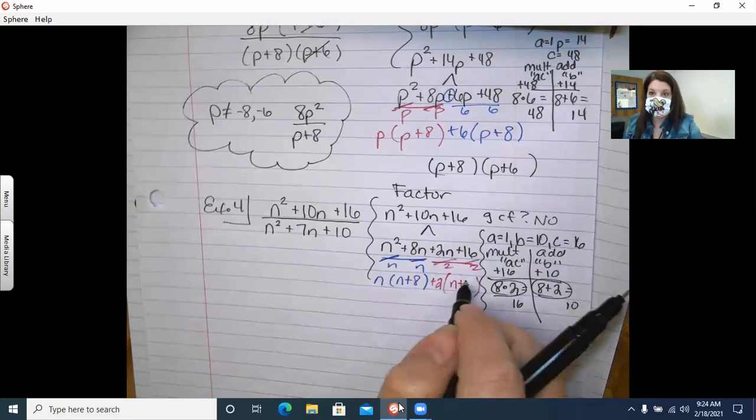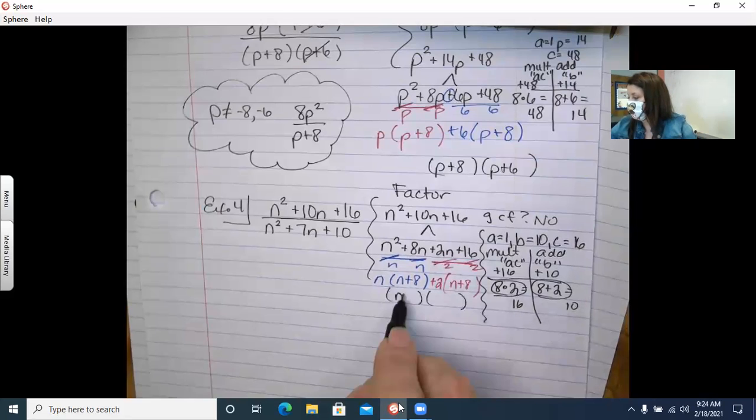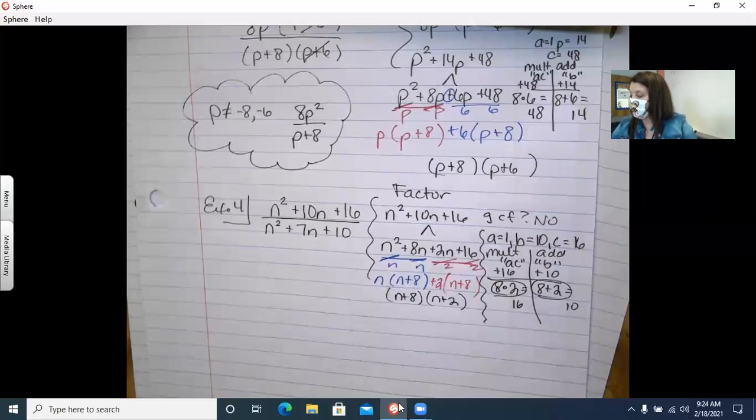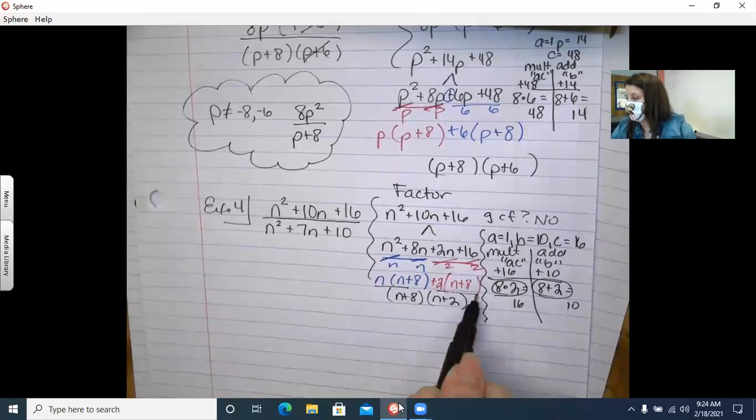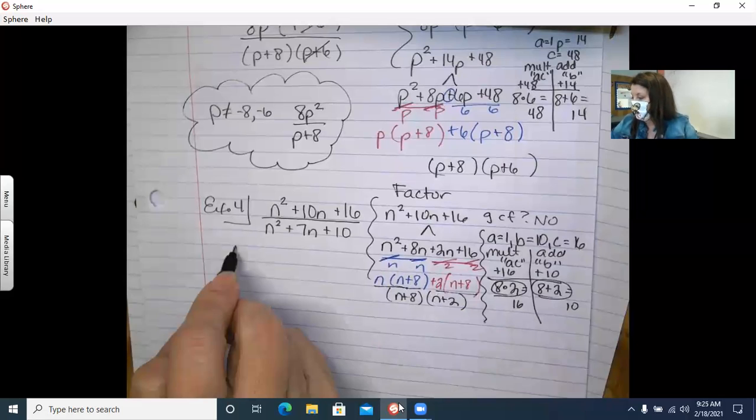Is this factorable? Yes. What's inside parentheses is identical. Make two sets of parentheses. What do we put in one set? N plus 8. What goes in the other? Boom. The n plus 8 is only once because it's a common factor of this term and this term. We've factored it out. What is left is the n plus 2. So my numerator is n plus 8 times n plus 2.